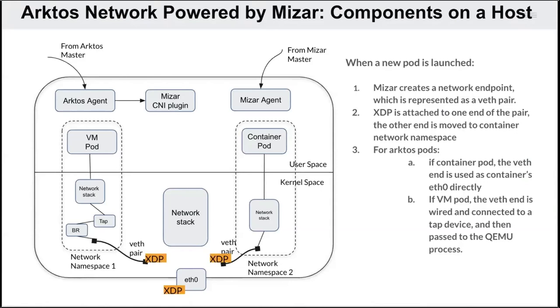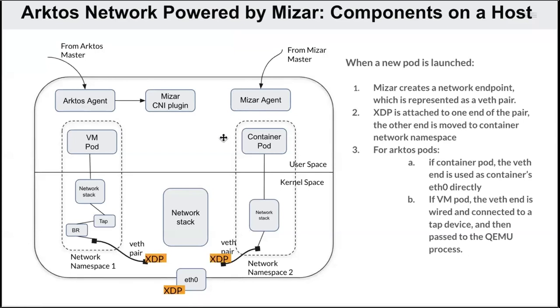Let me first start with the components we have on our host. If we look at this diagram, this shows all the components we have on our host. First, we have user space and kernel space on the host. In user space, we have two agents, the Arktos agent and the Mizar agent. They each talk to their own control plane and listen for the instructions from the control plane. And we also have a CNI plugin for Mizar. This CNI plugin is invoked by the Arktos agent, but it will interact with the Mizar agent to finish all the wiring work when a pod is launched.